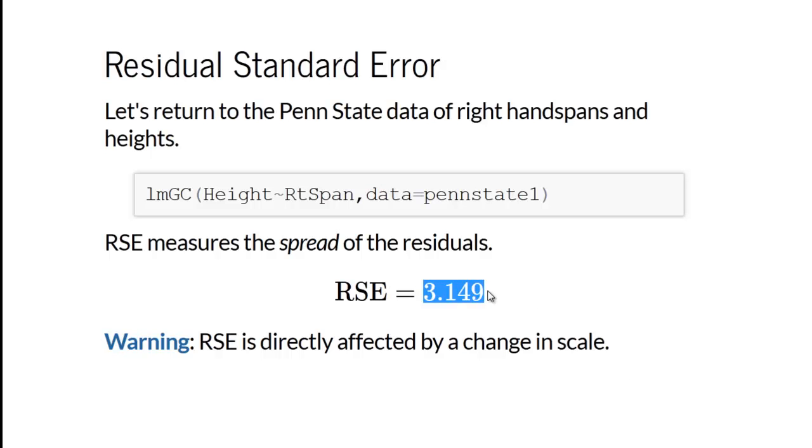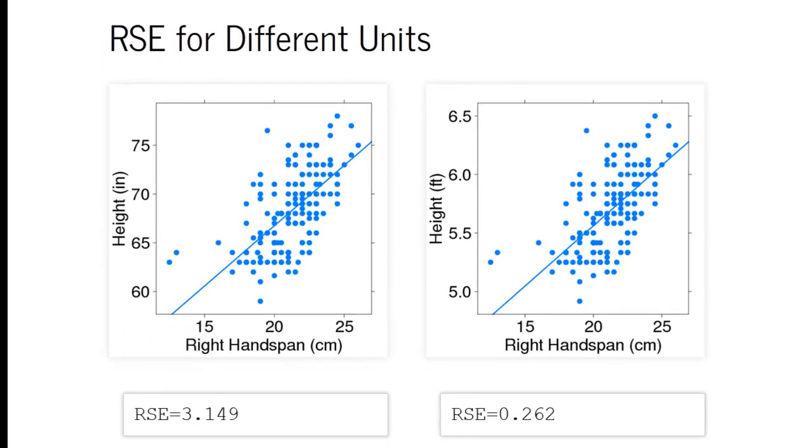But what does this tell us? Well, the residual standard error measures the spread, or the standard deviation, of the residuals. Remember, the residuals were the vertical distances between the points in the scatter plot and the points on the regression line. So RSE just measures the variation in these residuals. One problem that is encountered with the residual standard error is that its magnitude is directly affected by the unit of measure of the response variable.